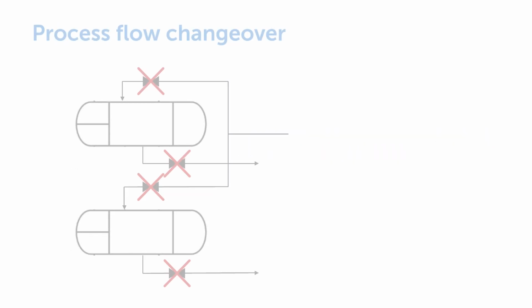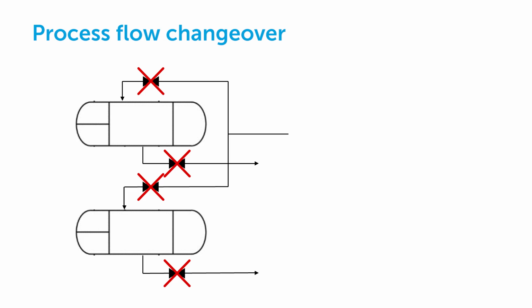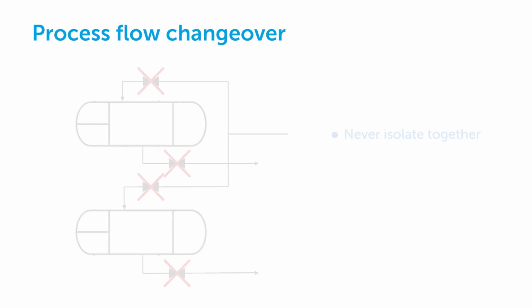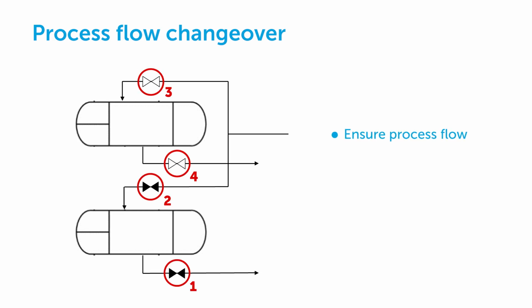When switching over heat exchangers, flow capacity must be guaranteed. Avoid that the product flow is blocked and pressure builds up to dangerous levels. Therefore, never isolate both together. Interlock the process flow valves, so the spare heat exchanger must be put online first.